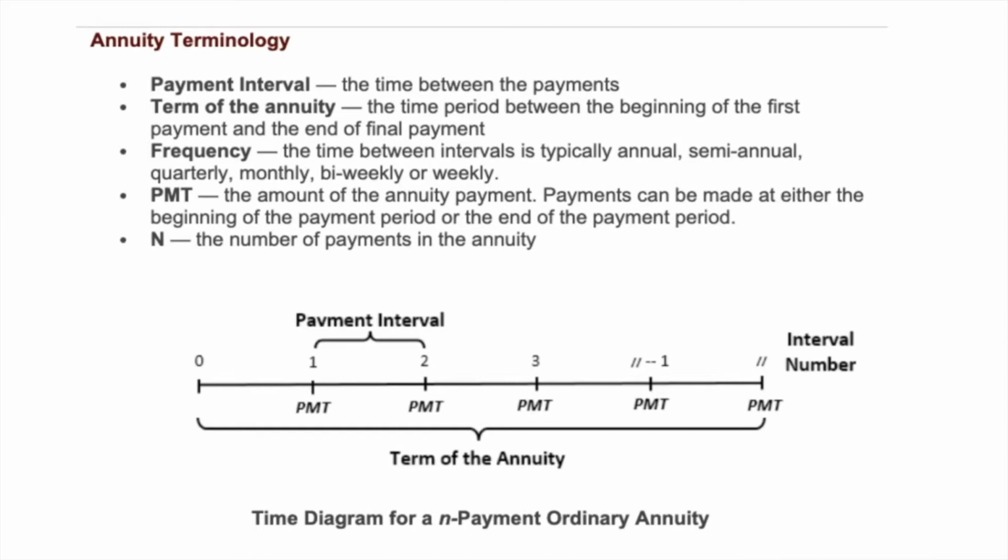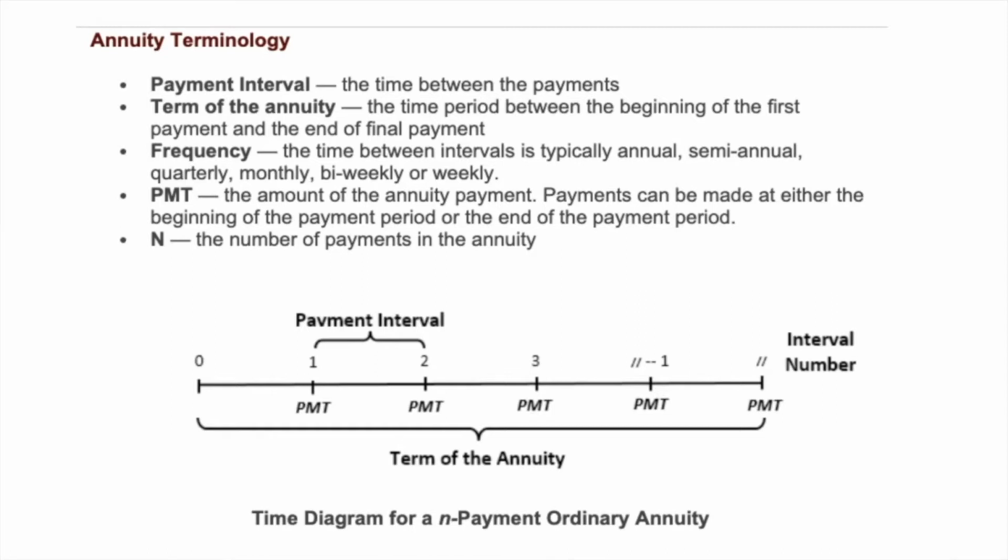And as I said, the payments can be made at the beginning of the period or end of the period. An annuity due is a beginning period payment, and an annuity is an end of period payment. And N, which is one of the wonderful letters that you'll be introduced to, is the number of payments in the annuity itself. So we got some terminology there that we need to get a hold of.